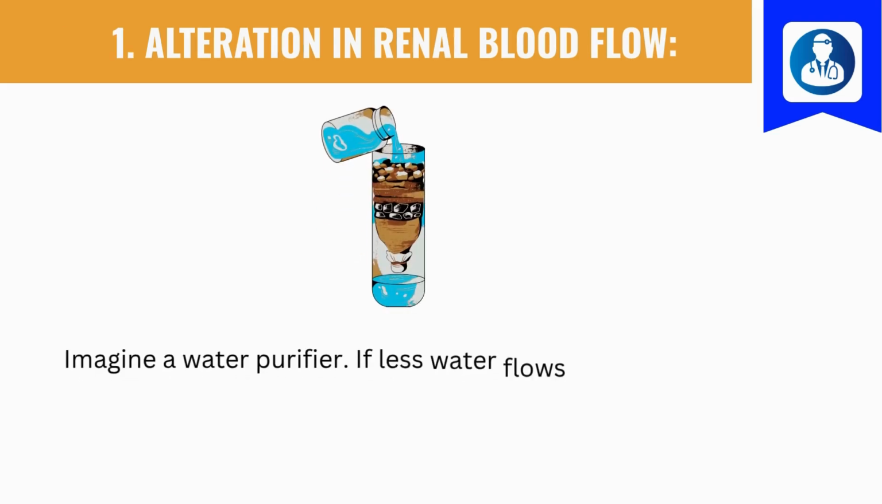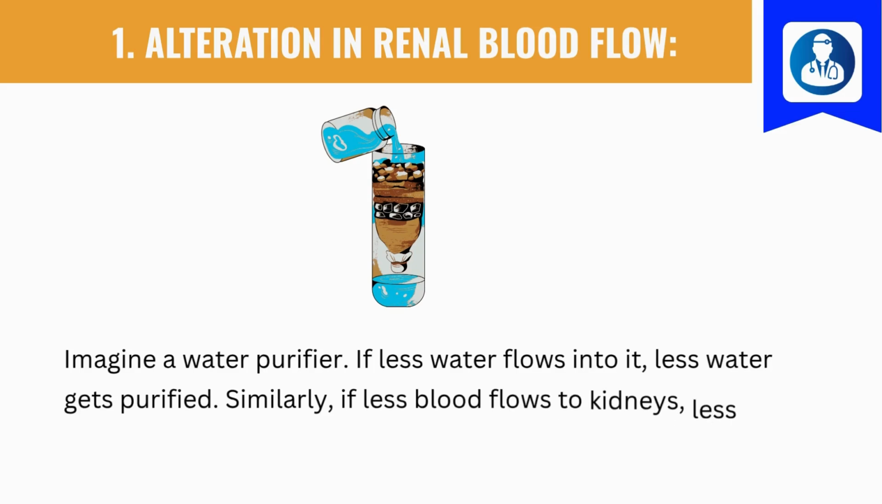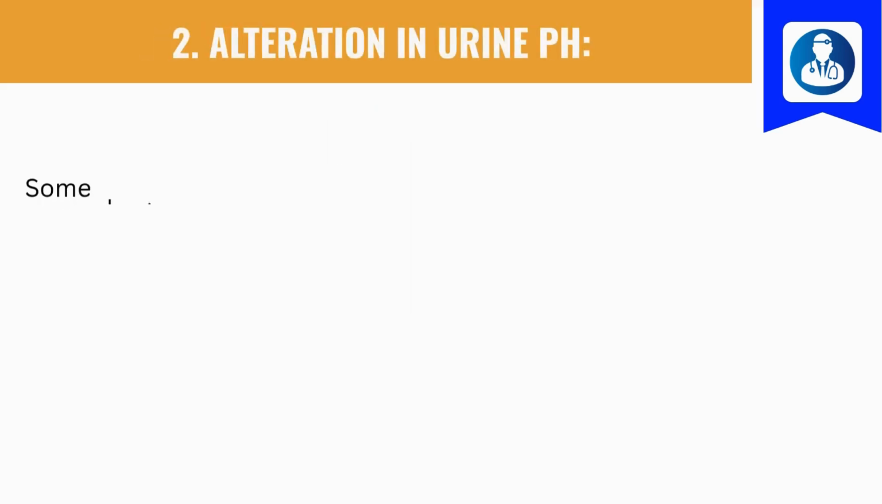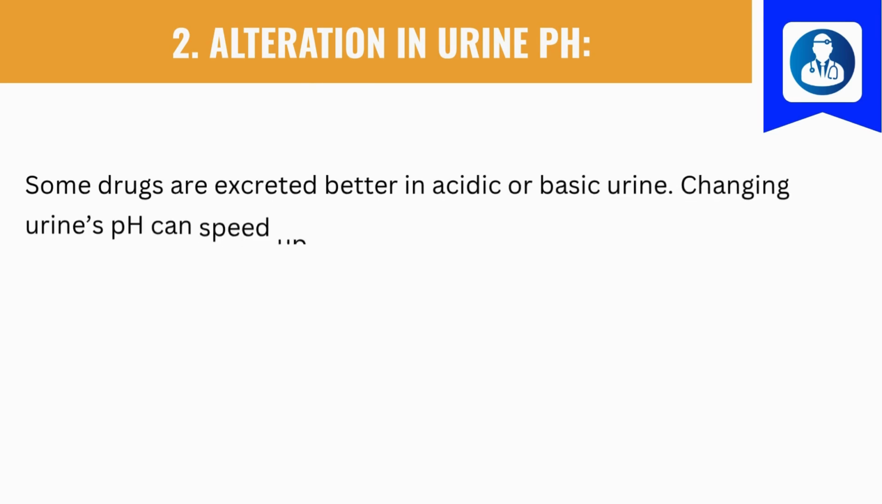Real-life analogy. Imagine a water purifier. If less water flows into it, less water gets purified. Similarly, if less blood flows to kidneys, less drug is filtered out. 2. Alteration in urine pH. Some drugs are excreted better in acidic or basic urine. Changing urine's pH can speed up or slow down elimination.